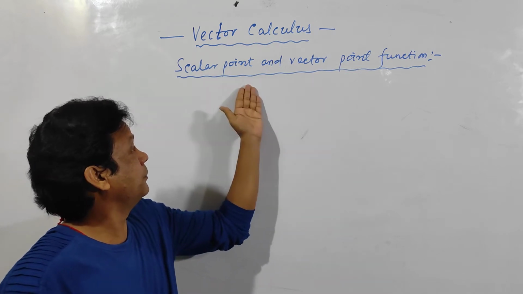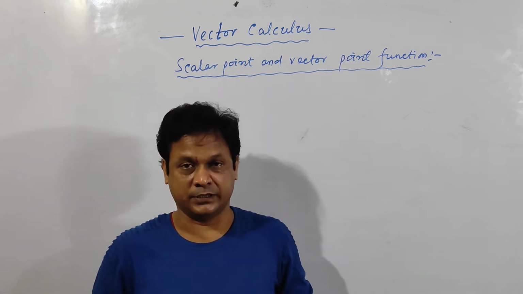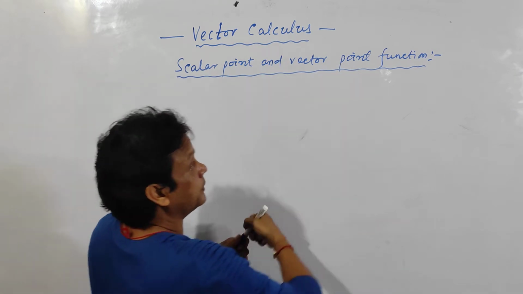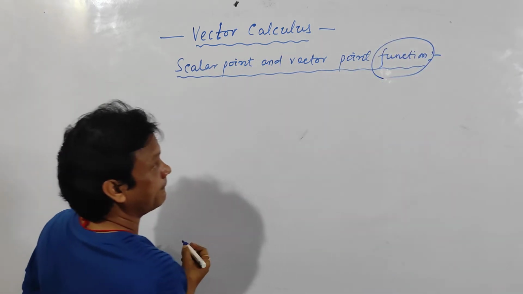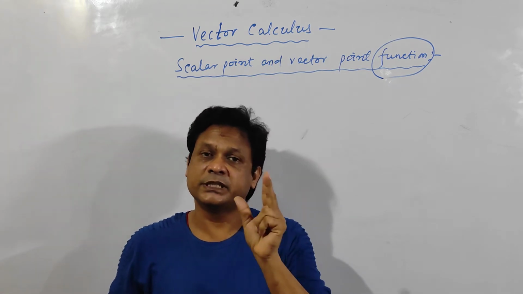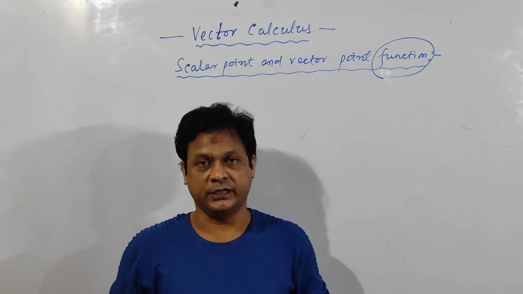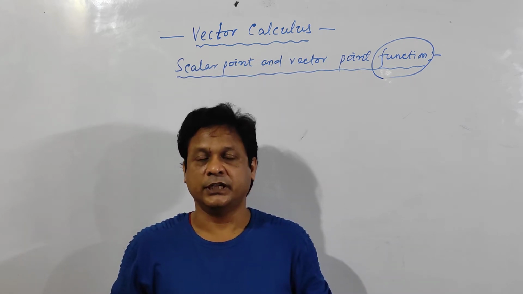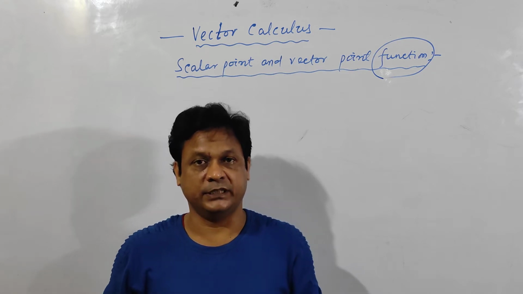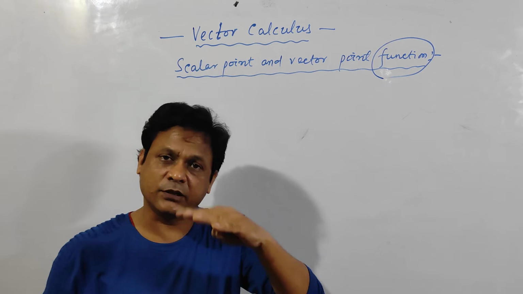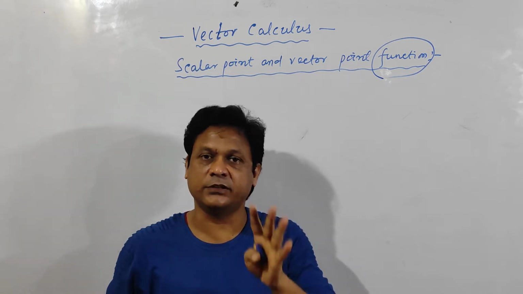And today I will tell you about scalar point function and vector point function first of all. What is the scalar point function and what is vector point function? First of all, it is a function. If the function is expressed in terms of simply xyz and in terms of scalar quantities, that means i, j, k will be absent, then that function is called scalar point function. And if i cap, j cap, k cap will be present, then it is called a vector point function.